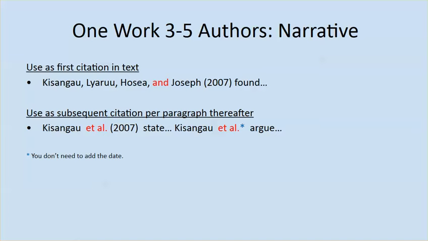After this, if it's quite clear you're referring to the same authors in the exact same text within the paragraph, you can omit the year of publication. In the next paragraph, you would not have to define all the authors again, but you would have to add the year in parentheses the first time you mention them.